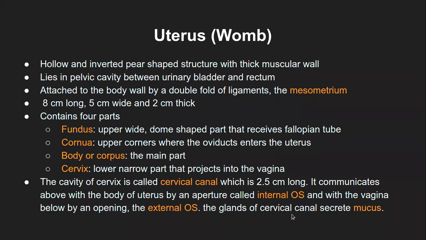And the glands of the cervical canal will secrete mucus. Even during sexual intercourse or during the birth of the baby, in all of these cases mucus plays a very important role, and that is why the glands present in the inner lining of the cervical canal, the cervix structure, secrete a mucus-like substance.